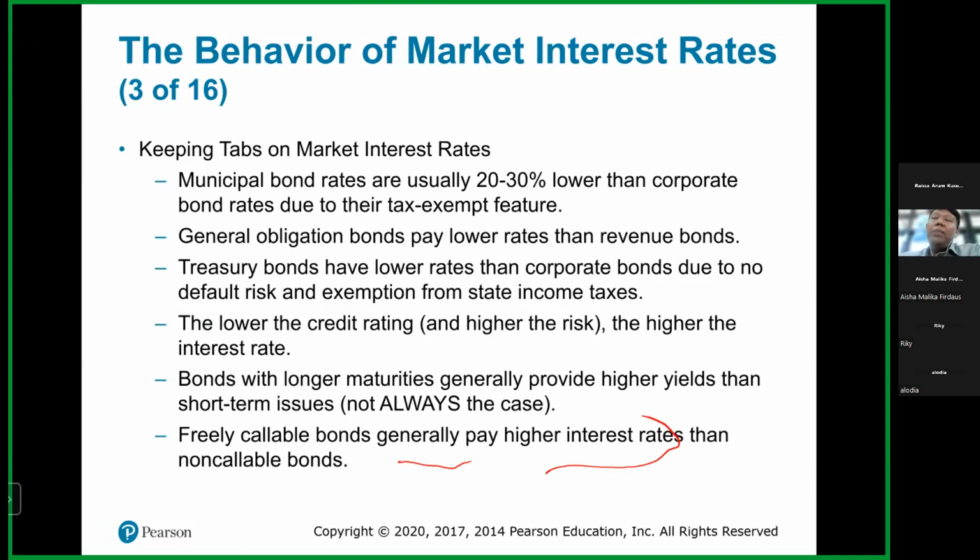Last but not least, freely callable bonds generally pay higher interest rates than non-callable bonds because of the call feature. The company can repay all the debt before its maturity. Because of this feature, they will provide you with higher yield, higher interest rate, higher coupon. It is not always beneficial for investors to invest in such bonds, so they will require higher yield.